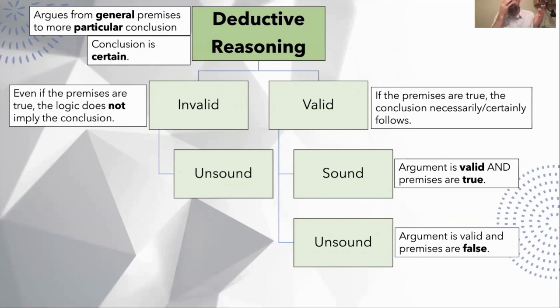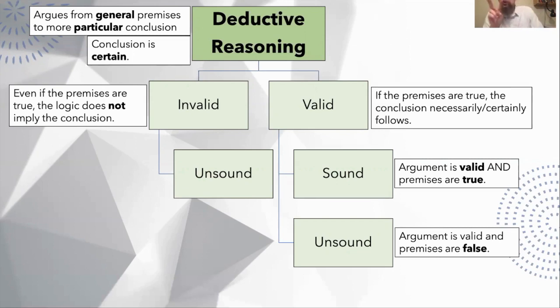That's called an argument. A lot of times we think an argument is heated or mean-spirited, like, don't be mean, don't argue with me. But that's not the argument we're talking about. An argument is just to give your reasons for why you draw the final conclusion. So this deductive reasoning argues from general premises to a more particular conclusion. And this conclusion from deductive reasoning is certain. It's not like whether you think you might have eggs for breakfast on Friday. This one is certain. Okay.